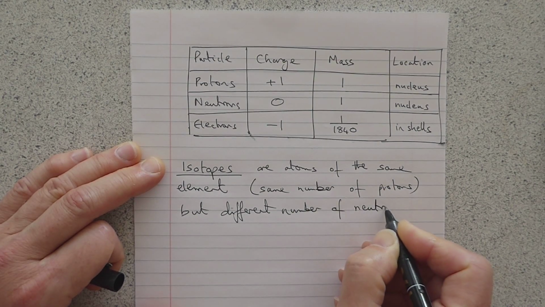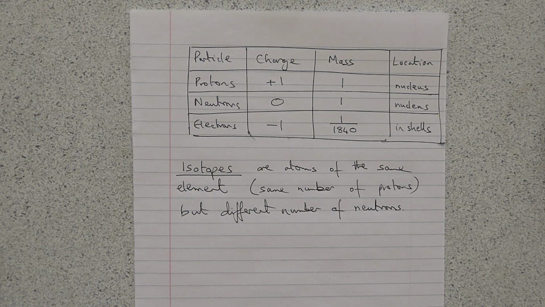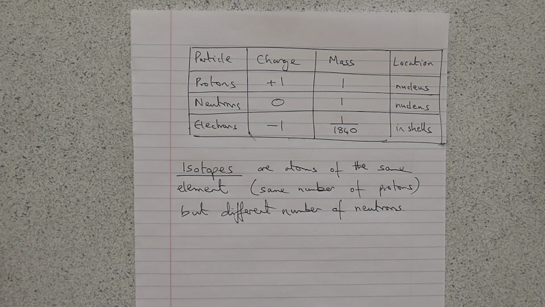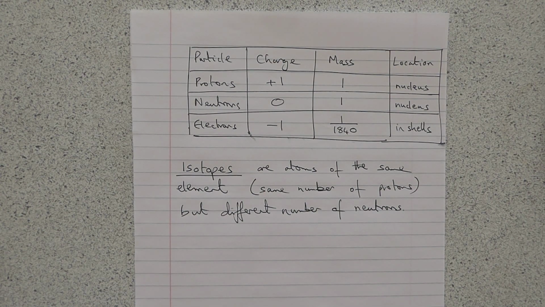And neutrons don't affect the properties of an element, not the chemical properties. So chemists don't really care if it's got 6 neutrons, 7 neutrons, 8 neutrons, an atom of carbon. We're only interested in the fact it's got 6 protons, so it has 6 electrons, and that's all we care about. Now, it's the electrons that really say how something is going to react.